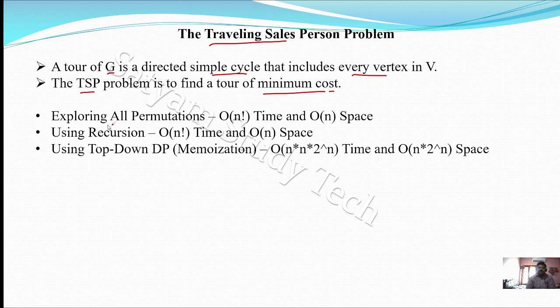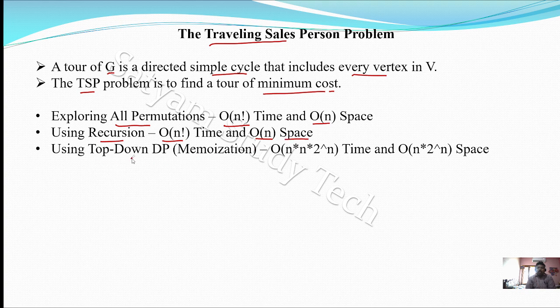Exploring all permutations, the time complexity of the traveling salesperson problem is big O of n factorial, and the space complexity using recursion is big O of n. Here the time complexity is big O of n factorial and big O of n for the space complexity.